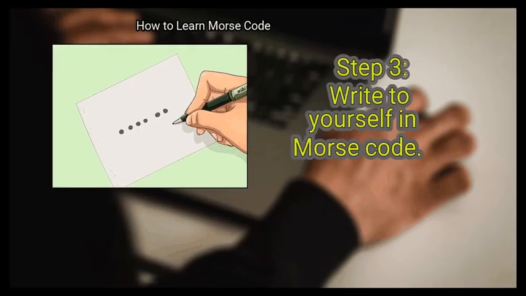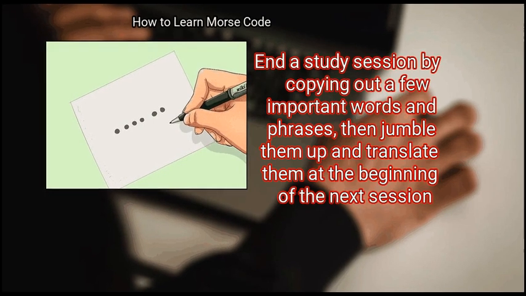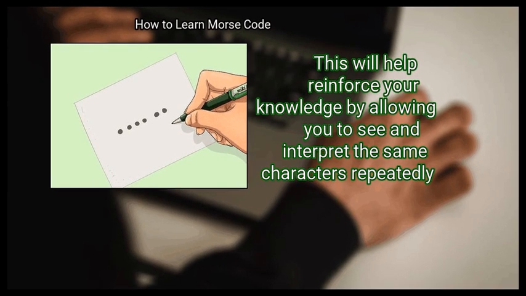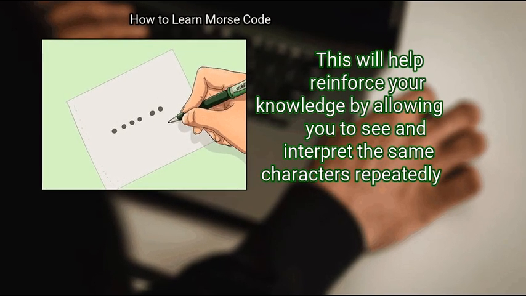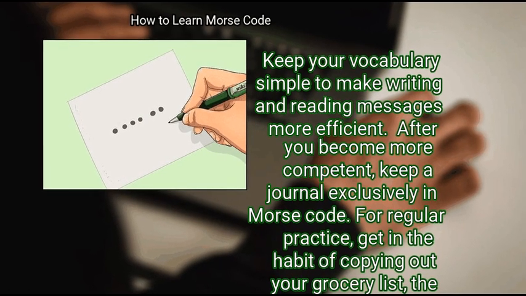Step 3. Write to yourself in Morse code. End a study session by copying out a few important words and phrases, then jumble them up and translate them at the beginning of the next session. This will help reinforce your knowledge by allowing you to see and interpret the same characters repeatedly. Keep your vocabulary simple to make writing and reading messages more efficient.